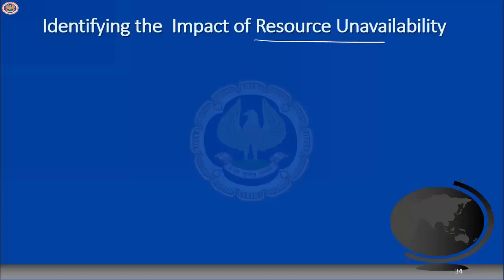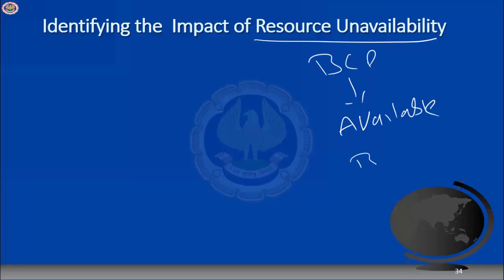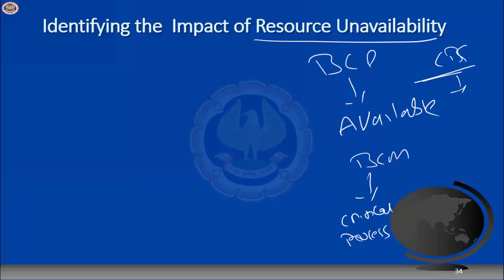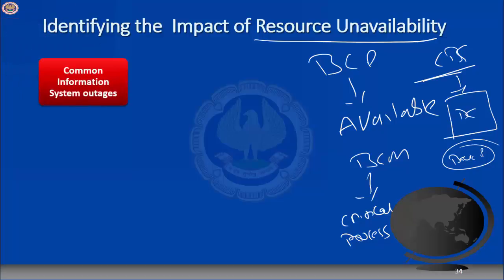Now let's look at the impact of the resource unavailability. So BCP is primarily about ensuring that the resources are available to continue all the business operations. When you look at it from the point of business continuity, all the key critical business processes should be able to continue despite the interruption. For example, if you look at a CBS, if there is a disaster in terms of one of the hard disks failing in the main system, you still have a backup system in another site which should be able to continue. If there is a data center which is impacted and that fails, you have a backup data center which continues the operations. So this is what you look at in terms of resource unavailability.